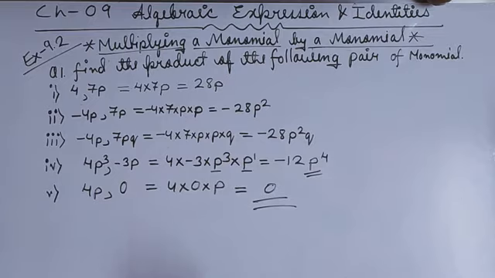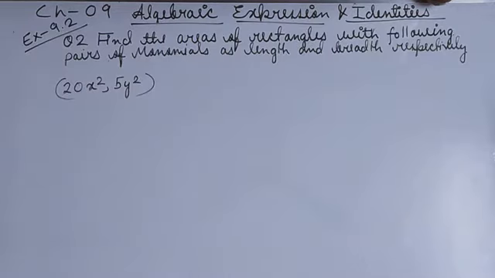Now we are moving to the next question, question number 2, in which the length and the breadth of a rectangle are given in the form of monomials, and you have to find the area. Since area is equal to length multiply breadth, you will use those monomials to find the area of the rectangles given. This is the second question of your exercise 9.2. It says, find the areas of rectangles with the following pairs of monomials as length and breadth respectively.